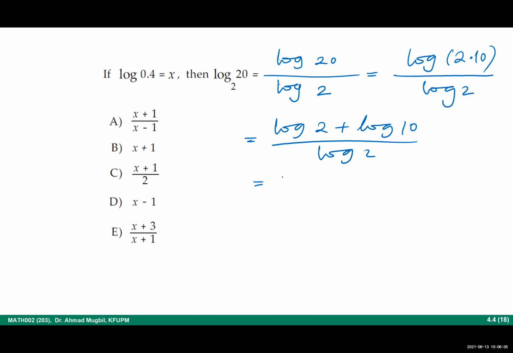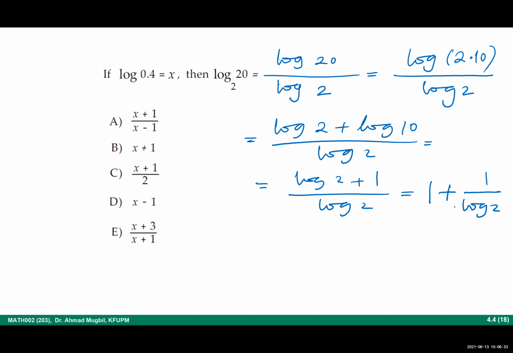Log 2 over log 2. It will be log 2 over log 2 plus log 10, which is, what is log 10, by the way, before that? What is log 10? It's 1. This will be log 2 plus 1 over log 2. This will be equal to what? Log 2 over log 2 will be 1 plus 1 over log 2.